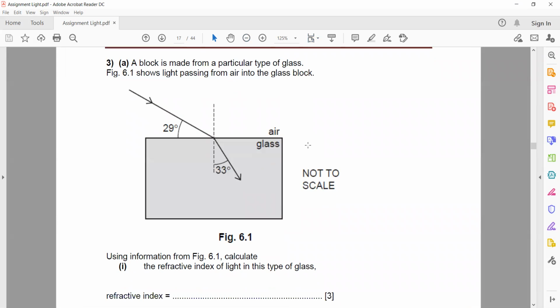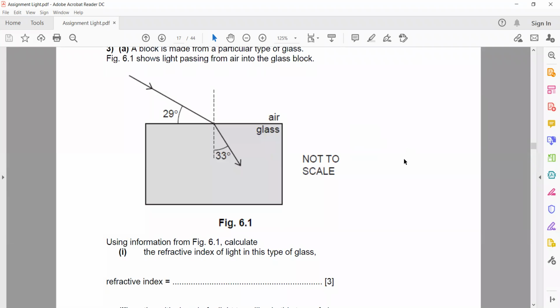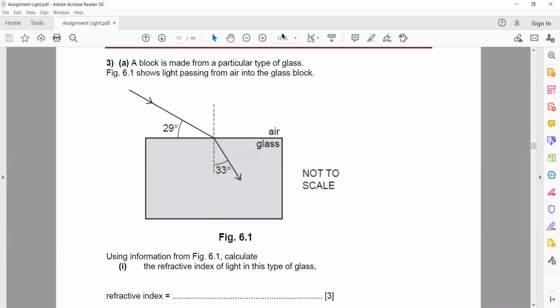In this question, a block is made from a particular type of glass. Figure 6.1 shows a light passing from air to glass. Use the information to find the refractive index of the glass. What is the angle of incidence here? What is the value of the angle of incidence, and what is the angle of refraction?